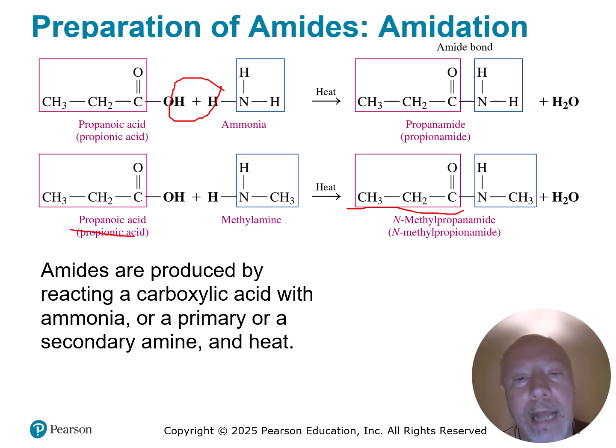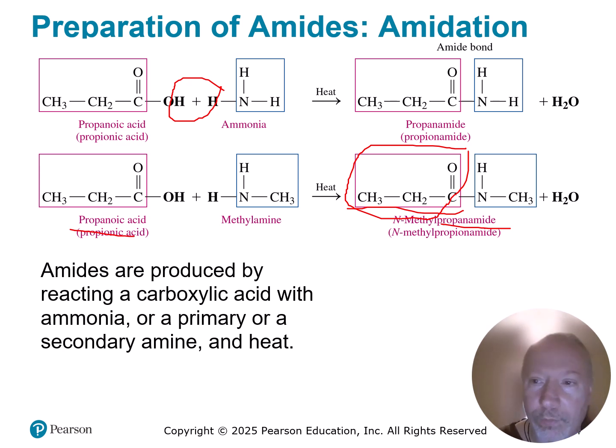So we're kind of using the same thing we did with carboxylic acids, with the parent, and then we're adding N-methyl to that because that comes along with the nitrogen. And we made an amide. So we turned a carboxylic acid using ammonia or a primary amine into an amide through this reaction. They call this amidation, and you should know how this works.